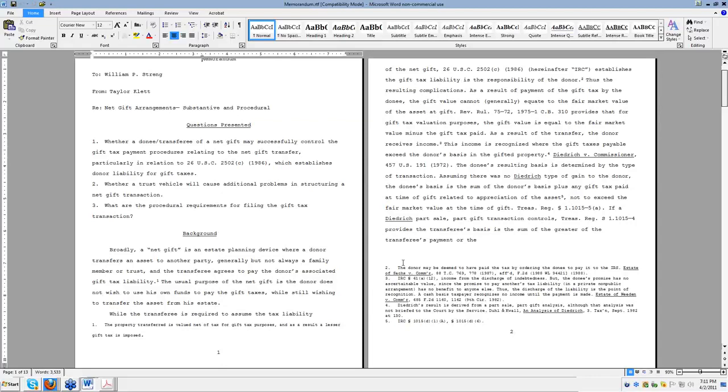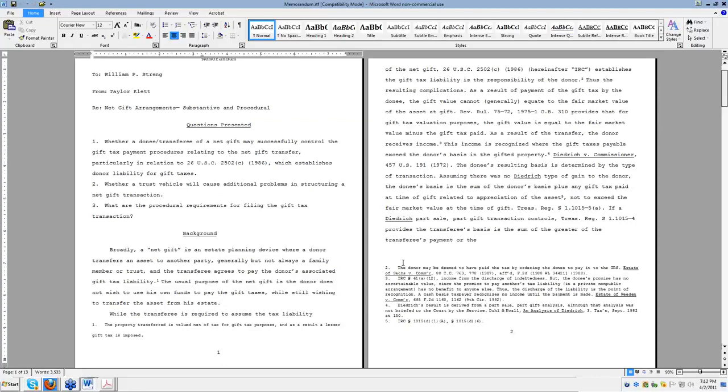Okay. So this explains the gift and estate tax. Can you see the document? I can read it. You want me to start reading? Yes. To William P. Strong from Taylor Clatt. Re: Net gift arrangements, substantive and procedural.